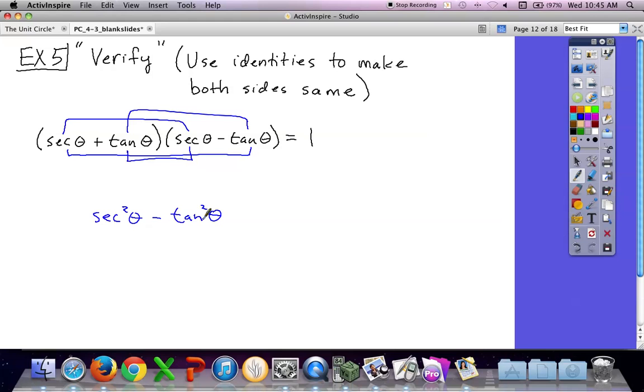So you could FOIL them, or you can recognize this is the difference of squares factored. So this is the difference of squares. And we still don't have the left looking like the right.